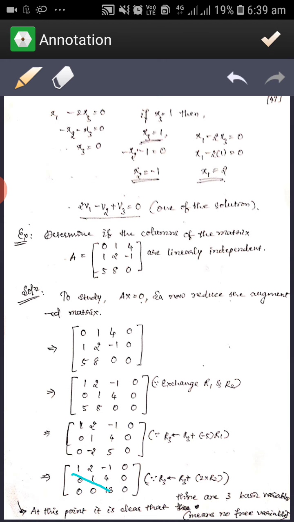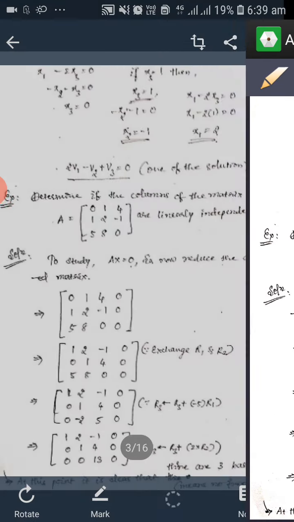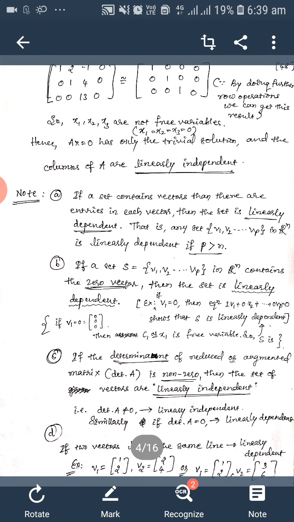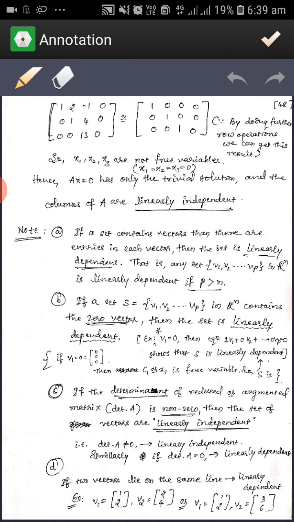There are three variables, which means there are no free variables here. So we have a definite solution for this. And here, by making some more row operations, as I mentioned, for doing further row operations we can get this result, the fully reduced row echelon form.